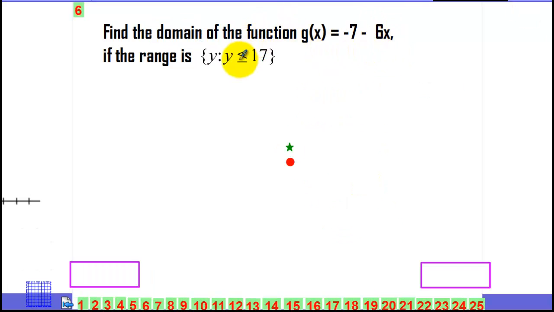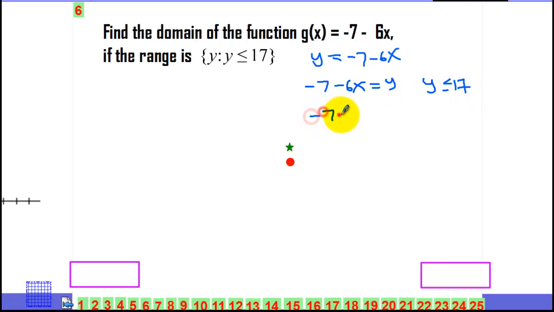Alright, again, y is being restricted. So we just need our y to be on the right side of the equation. So negative 7 minus 6x equals y, but y is less than or equal to 17. So we can say that negative 7 minus 6x is less than or equal to 17.